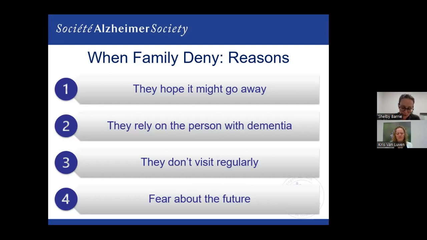Another reason a family might be in denial about a dementia diagnosis is fear about the future. So, we talked earlier about denial being kind of a coping mechanism, and that can certainly be the case for family as well. So again, acknowledging that the dementia is real means coming to terms with the inevitable changes and the decline in the person's functioning that will happen over time. And this can certainly cause a great deal of fear and anxiety for that family member.